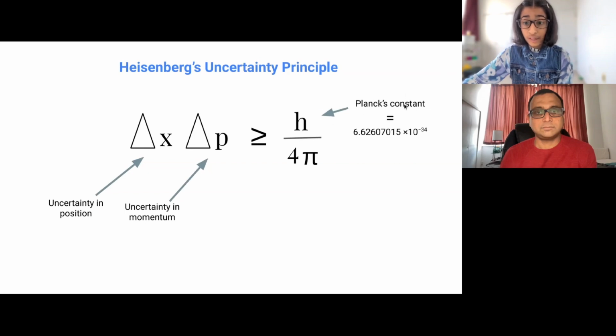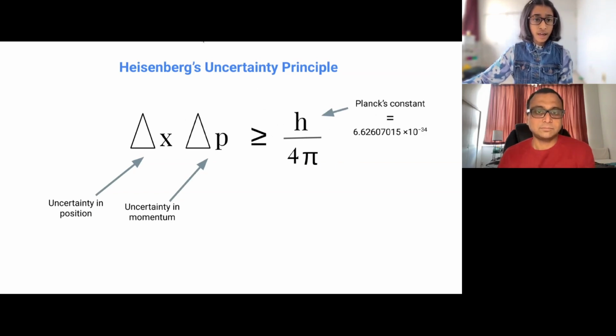The value of Planck's constant, which is this h right here, is equal to 6.6260715 times 10 to the power of negative 34. That is extremely small. Can you even imagine how small that number is? So this is the equation for the Heisenberg's uncertainty principle, and also the videos from my experiment that proved the equation correct. That is amazing.